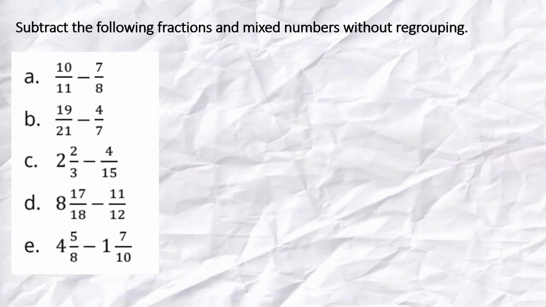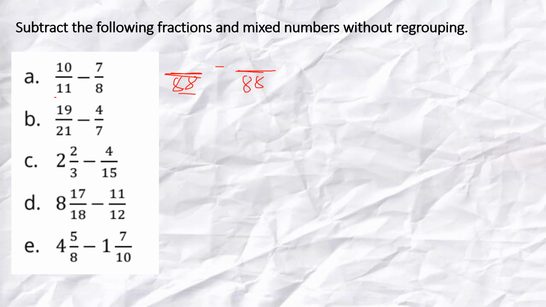Let's have the following example. Letter A, we have 10 over 11 minus 7 over 8. As you can see, they have different denominators, so we need to look for their LCD before we can subtract them. So the LCD of 11 and 8 is 88.